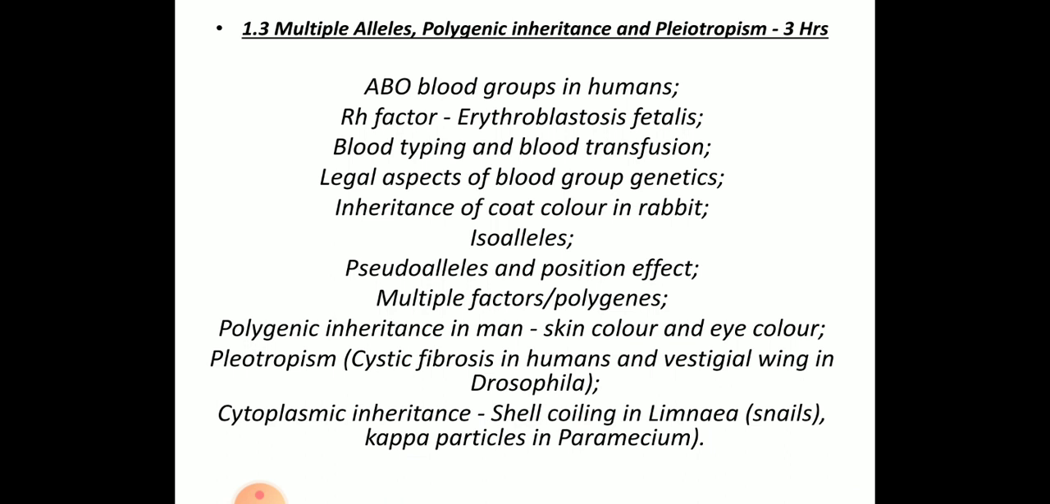Under this subunit, we will be studying ABO blood groupings, Rh factor with respect to erythroblastosis fetalis, blood typing and blood transfusion, legal aspects of blood groups in genetics, inheritance of coat color in rabbit, isoalleles, pseudoalleles and position effect, multiple factors and polygenes, polygenic inheritance in man with regard to skin color and eye color, pleiotropism, that is cystic fibrosis in humans and vestigial wing formation in Drosophila, cytoplasmic inheritance, that is shell coiling in snails or Limnaea, and kappa particles in Paramecium.